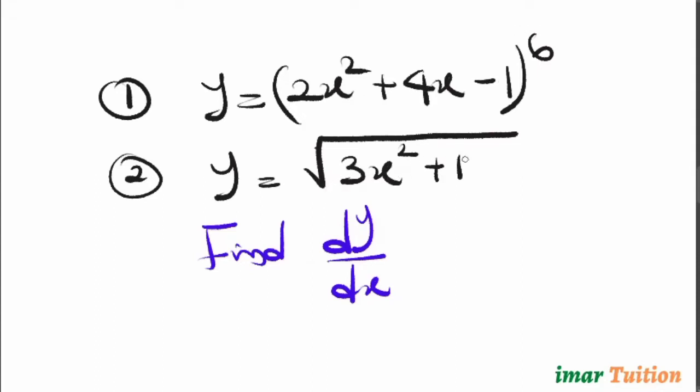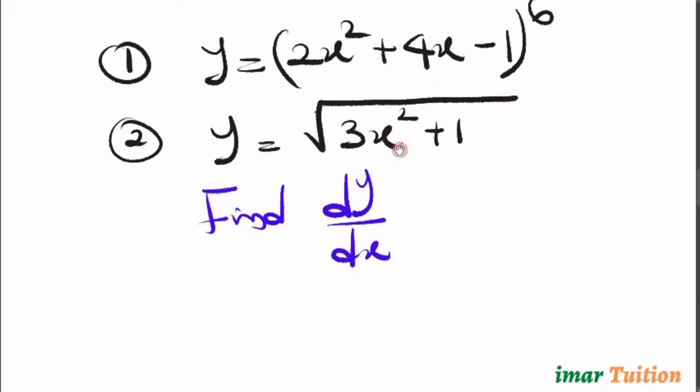Here we have two functions: (2x² + 4x − 1)⁶ and the square root of 3x² + 1. We are asked to find the derivative of each of these functions. To find dy/dx, these functions are composite functions.